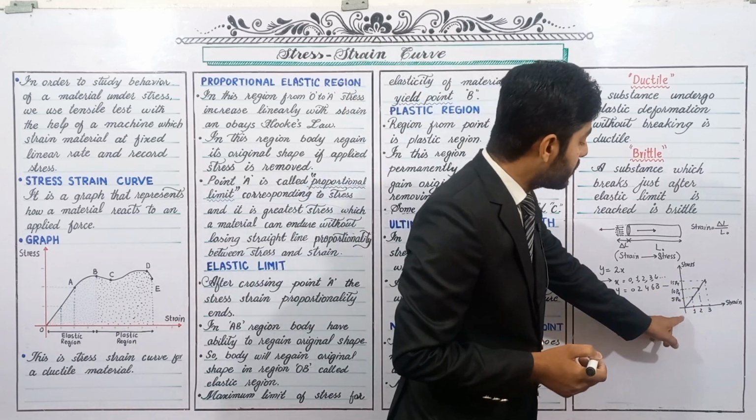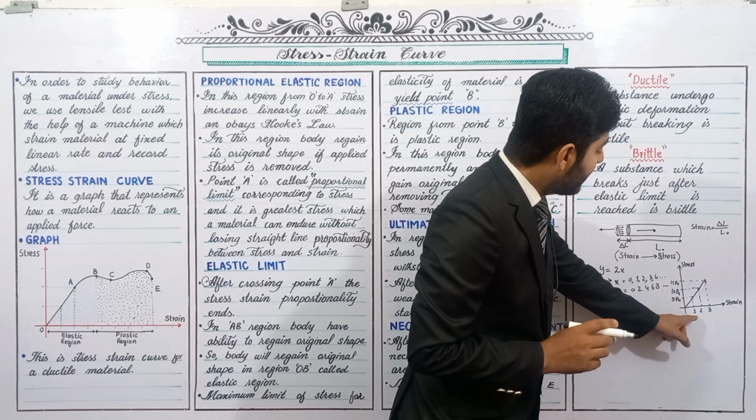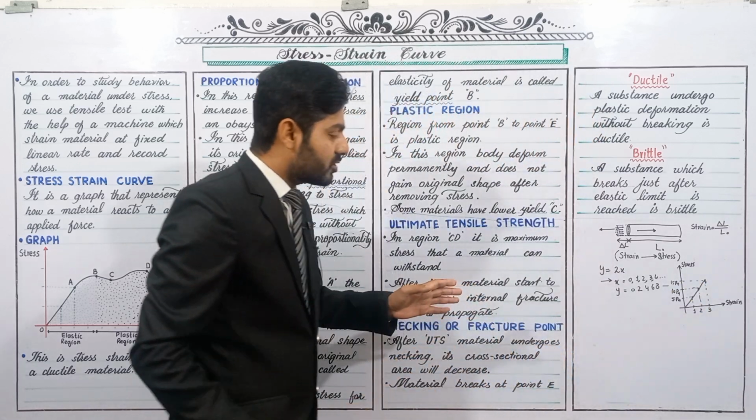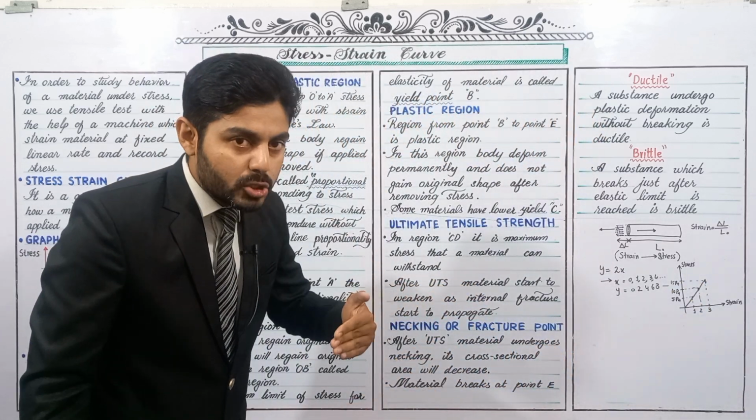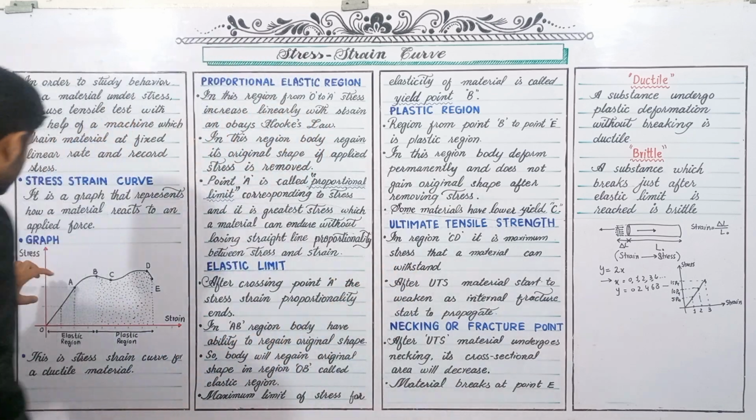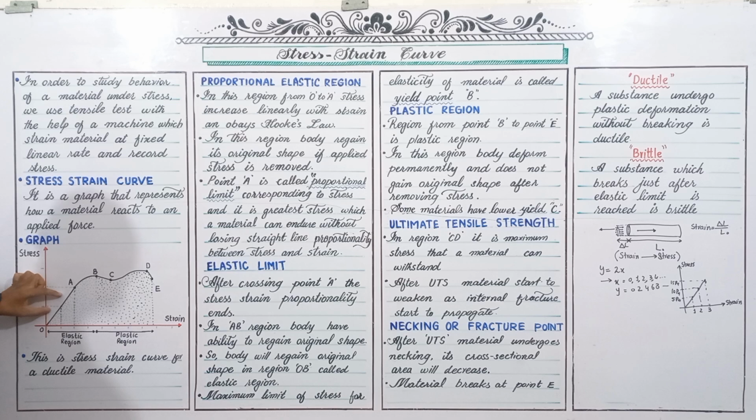Okay, there is a constant ratio. So it is clear that there is a straight line. A straight line indicates that stress and strain are directly proportional to each other, and there is a constant ratio between them. So the region OA represents the direct relation between stress and strain. In this region, if we remove the stress, the body will regain its original shape, as I have told you. Then we come toward the point A to B.